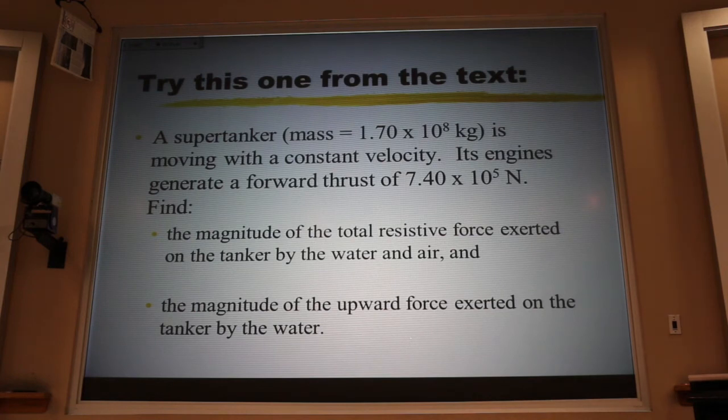A supertanker, mass big, is moving with a constant velocity. Its engines generate a forward thrust of 7.4 times 10 to the 5th newtons. Find the magnitude of the total resistive force exerted on the tanker by the water and the air, and find the magnitude of the upward force exerted on the tanker by the water.